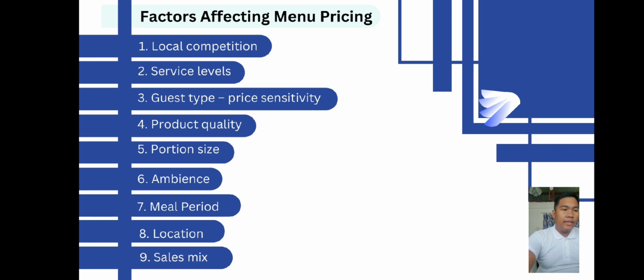The next factor is product quality. Product quality is the collection of all features and characteristics of a product that contribute to its ability to meet the customer's needs and requirements. It's the ability of the product to fulfill what the end user wants and perceives as value.